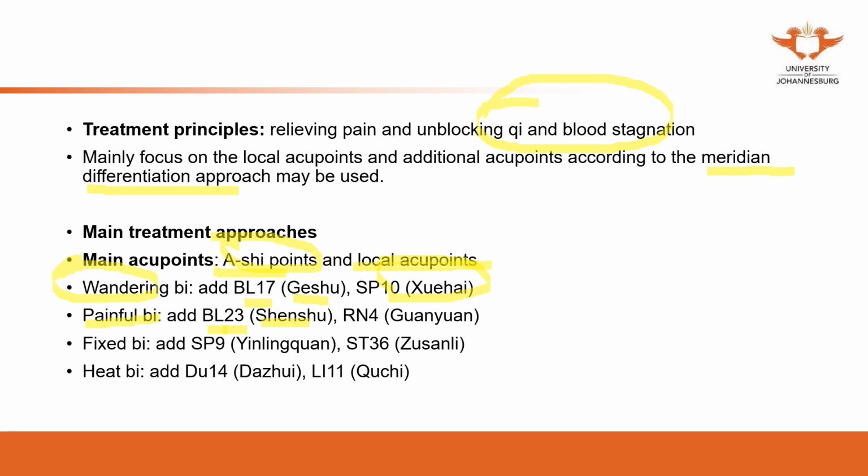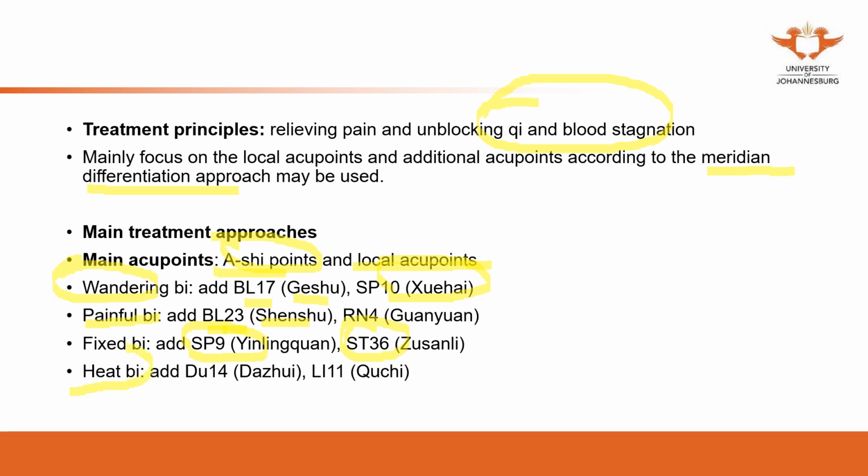Fixed bi is due to dampness. You're going to use the Ashi points and local points. Then you add spleen 9 and stomach 36. Stomach 36 strengthens the stomach and spleen, which can help you to clear the dampness. The spleen meridian also can help you to clear the dampness.